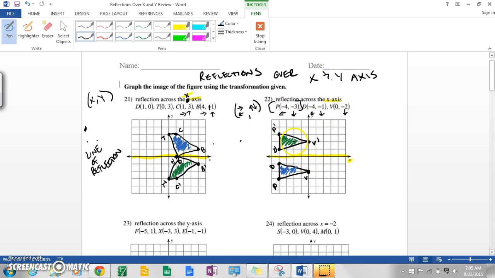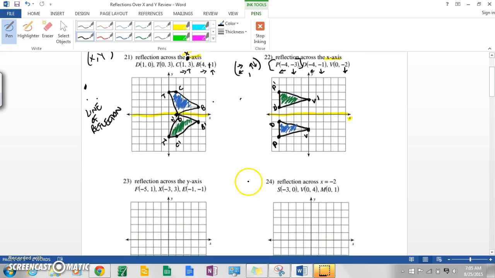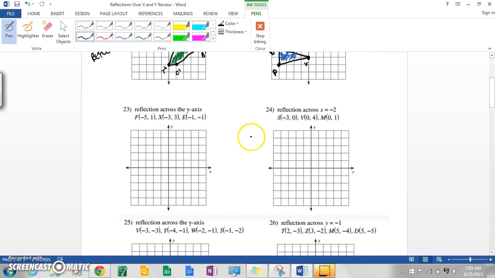Plotting these coordinate pairs is the most difficult thing in this example. Okay, if you think you can do it, I want you to pause and try 23. Pause now if you think you can do it. Alright, let's go ahead and work through 23.